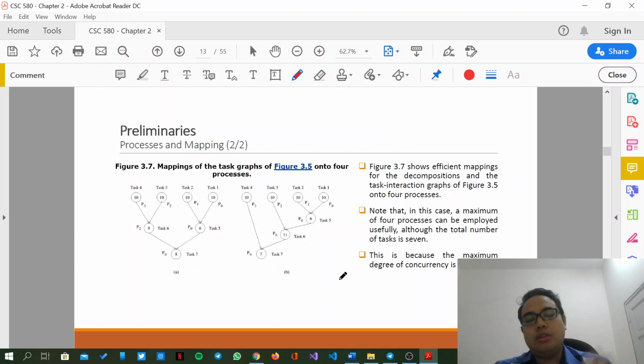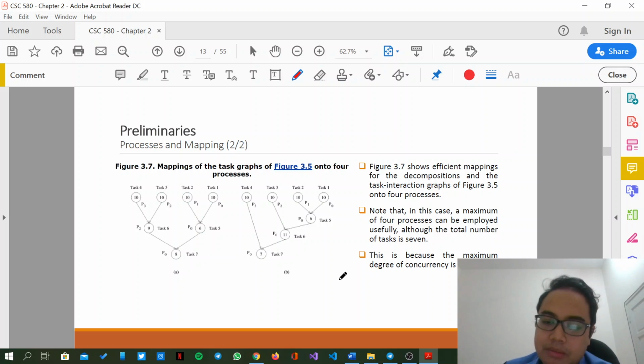Yang ni dia concurrency dia rendah sikit. Tapi cara dia mapping pun lebih kurang macam proses A pula, mapping A. So mapping A, mapping B lain, tapi degree of concurrency dia different.